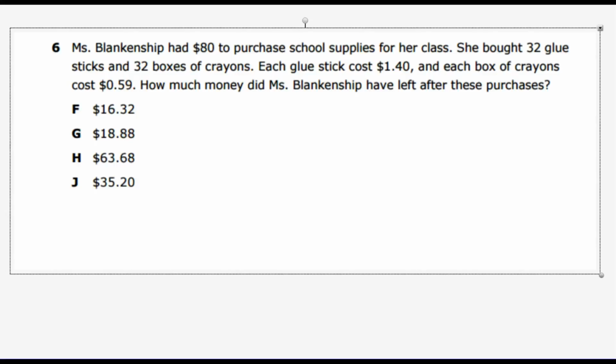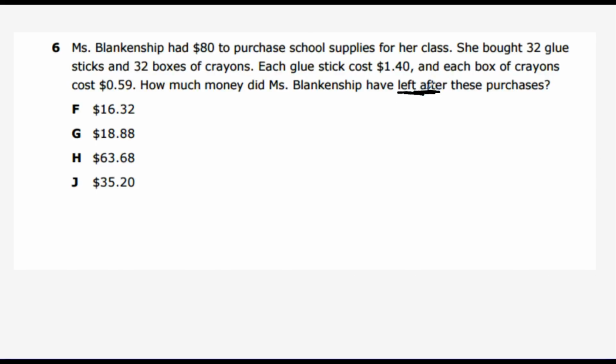Alright, number 6. Miss, what's her face, has $80 to purchase school supplies for class. She bought 32 glue sticks, 32 boxes of crayons. Each glue stick was $1.40. Each box of crayons 59 cents. How much did she have left over after these purchases?